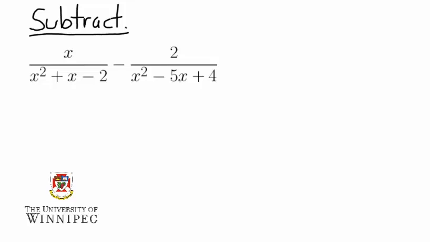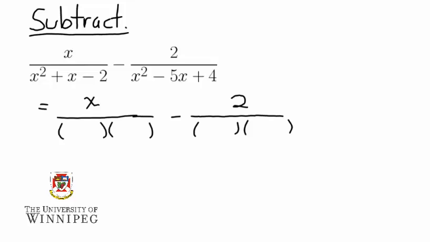In this example, we're going to perform a subtraction of two rational expressions. Our first step when we're going to add or subtract our rational expressions is to make sure that our denominators are in fully factored form. Using some techniques that we've seen already, we can factor x squared plus x minus 2 into the binomial factors x plus 2, x minus 1.